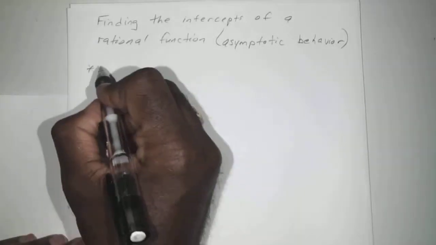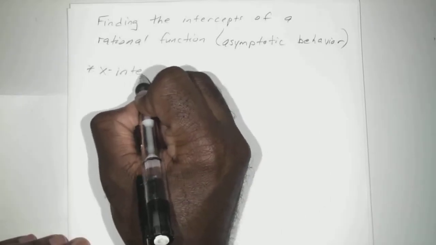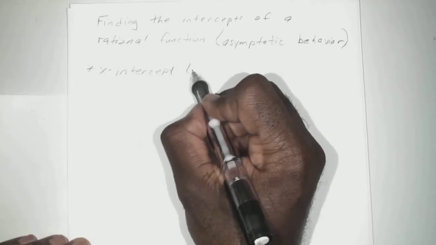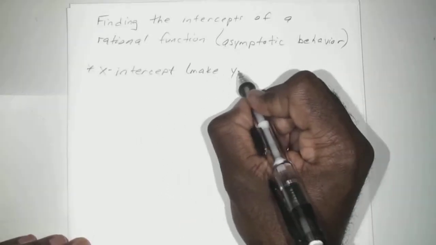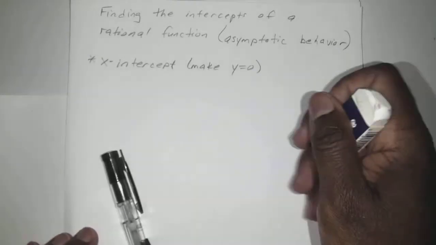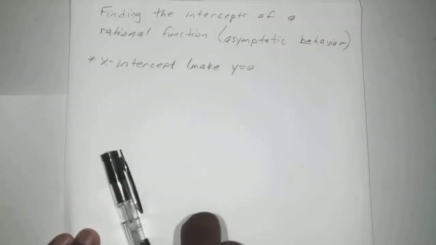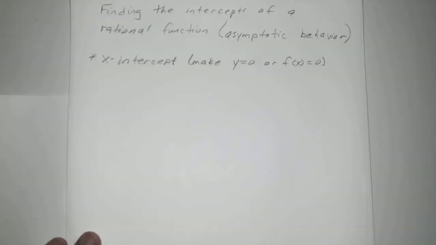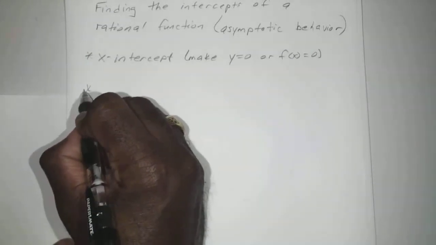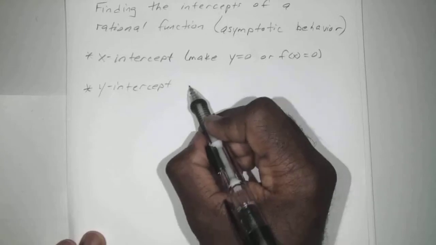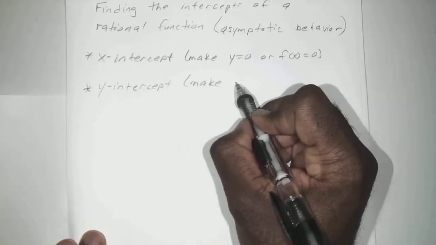Okay, so first we'll start with the old standby, the x and y intercept. We know to find that, remember, you just have to make y equal 0, or in some cases, f of x equals 0. And your y-intercept you find by making your x equal 0.